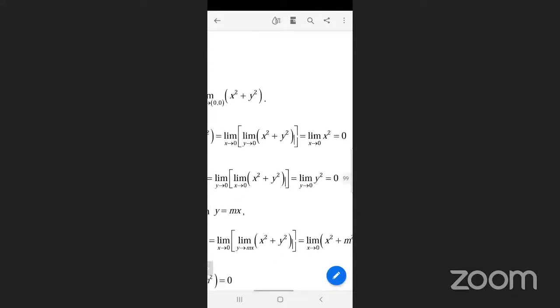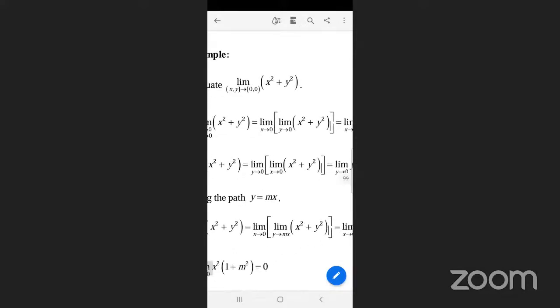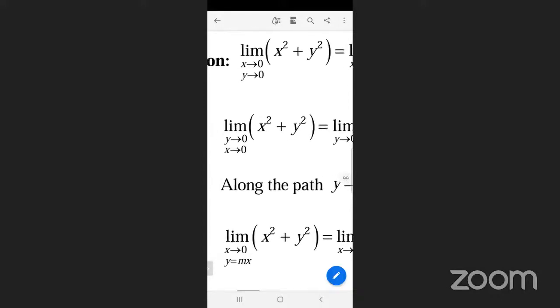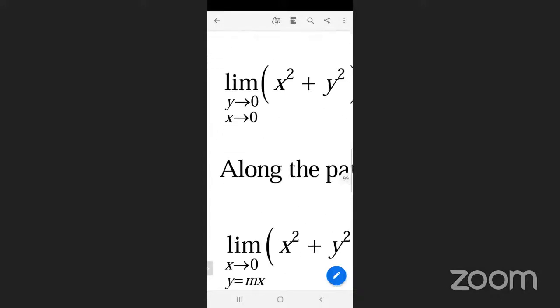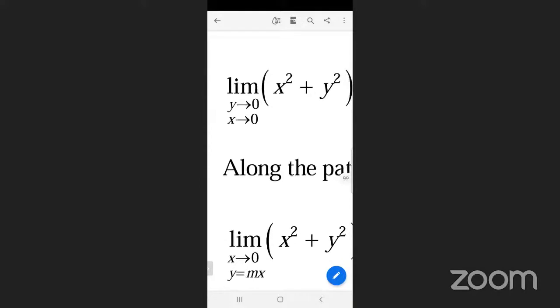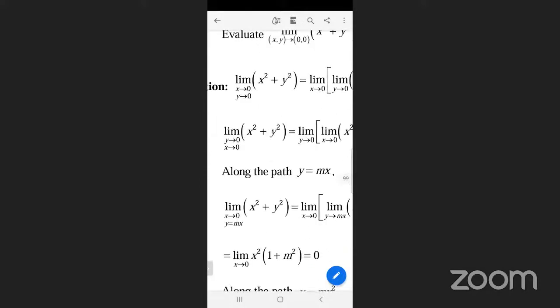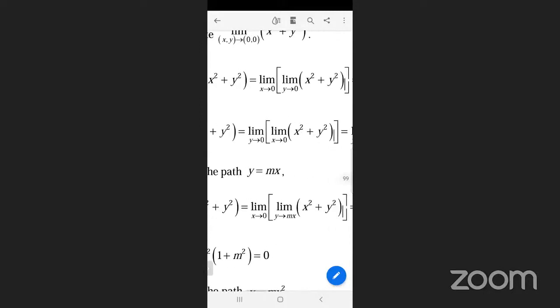Next, if we interchange x to y and y to x, previously it was x tends to 0, y tends to 0. Now I am going to take limit y tends to 0 first, next x tends to 0. So limit y tends to 0, x tends to 0 means first take limit x tends to 0. Then for getting the final result, last apply y tends to 0. So limit y tends to 0, limit x tends to 0, x square plus y square.